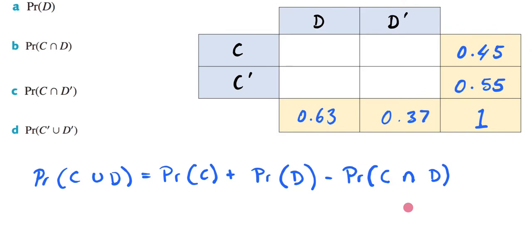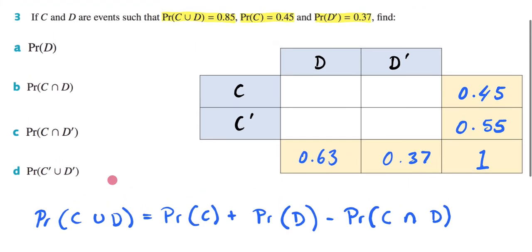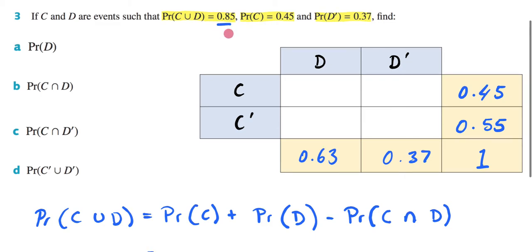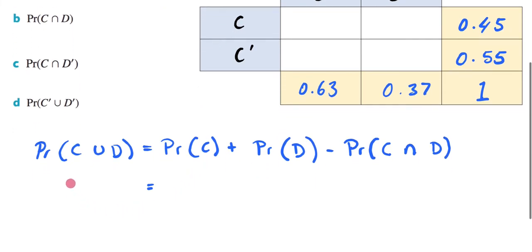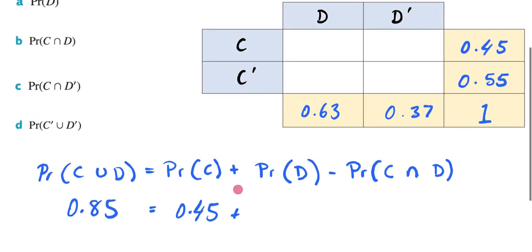So let me scroll down a little bit. Now, well, let me begin by saying, what's the probability of C union D? Well, they tell me that in the question. That's going to be 0.85. So that's the very first thing I should write down. Right here, we know that this is going to be 0.85. We know that the probability of C is going to be 0.45. And we know that the probability of D is going to be 0.63. And of course, we're leaving this as is because we're trying to find out what my intersection of C and D will be.